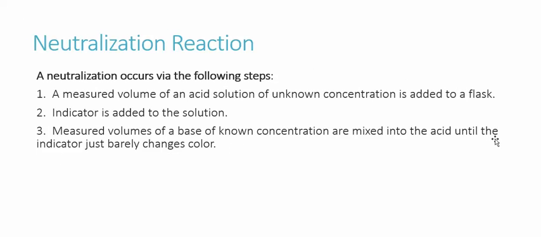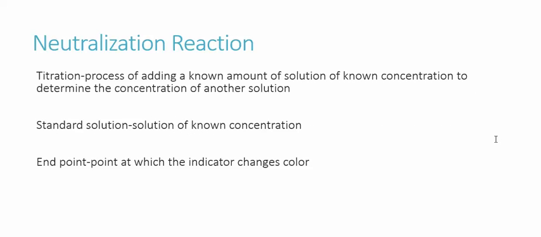So in a neutralization reaction, you add a measured volume of acid of unknown concentration, then you add the indicator to the solution. We're going to use phenolphthalein for our neutralization reactions, and then we're going to add the base until the indicator just barely changes color. That's a neutralization reaction. Sometimes they are called titrations, which is this process of neutralizing an acid with a base. The standard solution is the solution we know. That's the solution of known concentration, and the end point is the point at which the indicator, phenolphthalein, changes color. The end point and the equivalence point should be identical in a reaction.